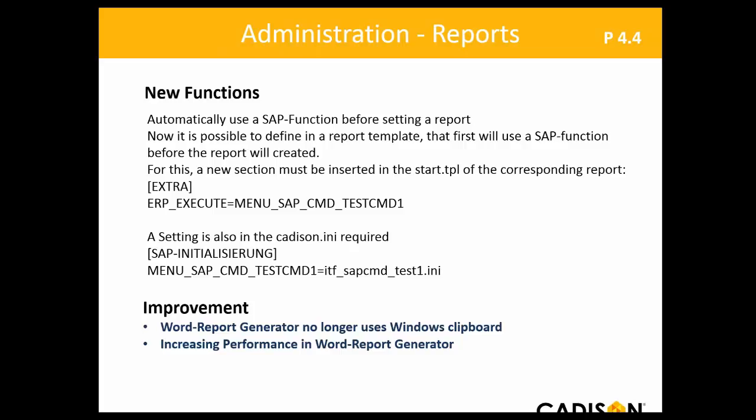Reports: we have only one new function in the report requirement, and that is mostly for the use of sub-functions. So here we can make some settings inside a report. That is what you can see here in the standard TBL, and we also need a setting in the CADISON INI below the sub-initialization. That means in the initialization of the ERP interfaces, if you are using MoveX or SAP or Navision, that is one of the parts you can set.